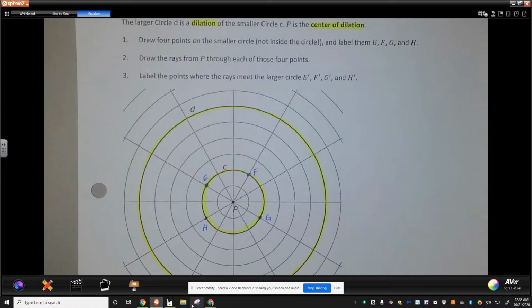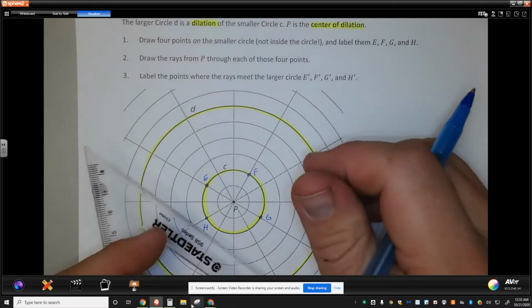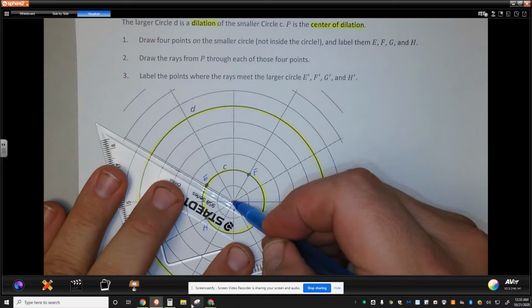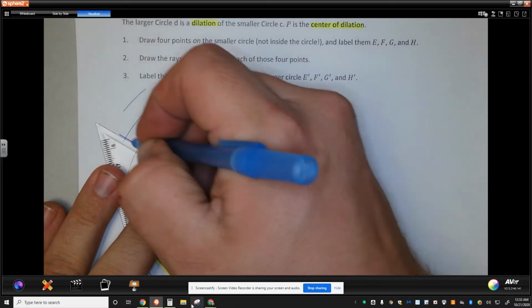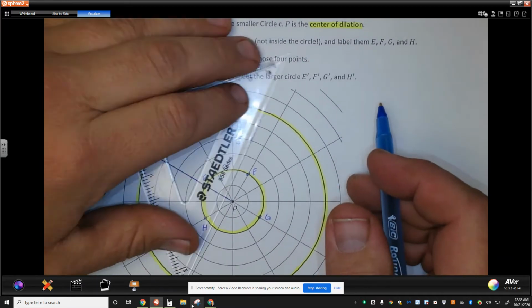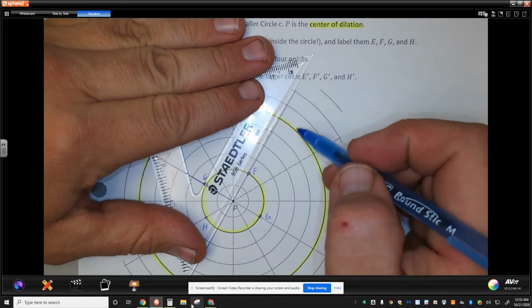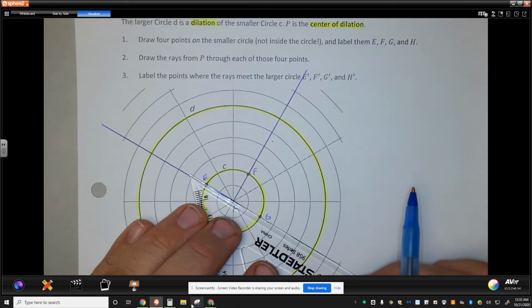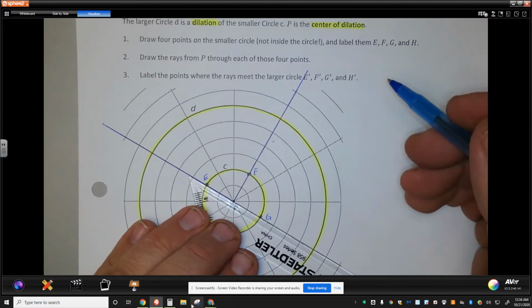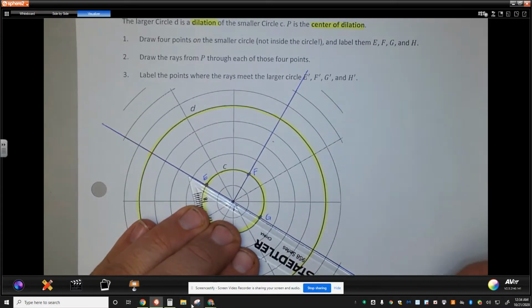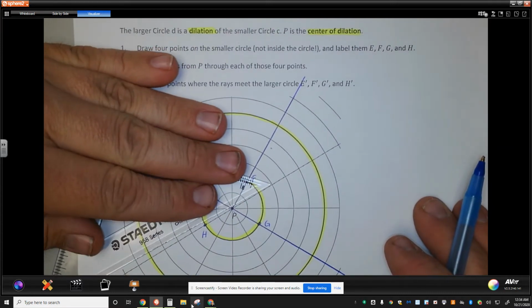Now we're supposed to draw some rays from point P through each of those 4 points. We're going to start out right here with E. We'll start right here at the center of dilation, and we're going to continue out like this. I'm going to go out far enough so I can see it go outside of the circle. We'll continue to do the same thing for each of these points, drawing our ray from the center of dilation all the way out. And then finally H.